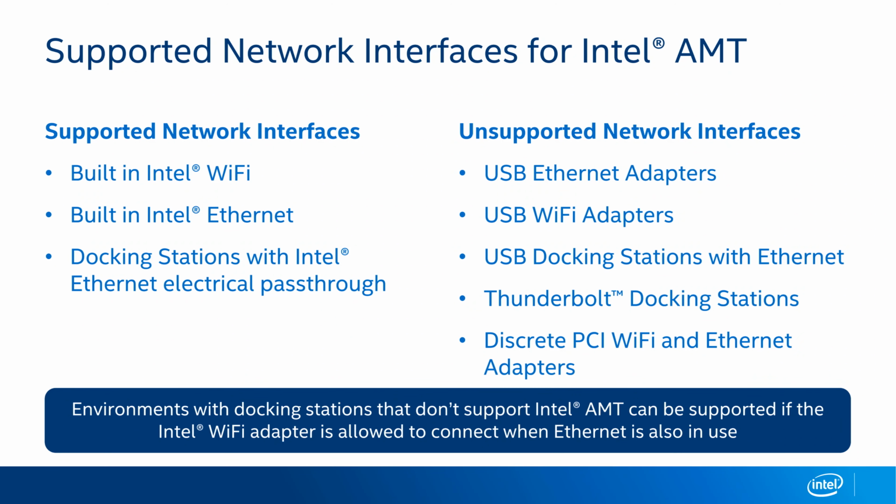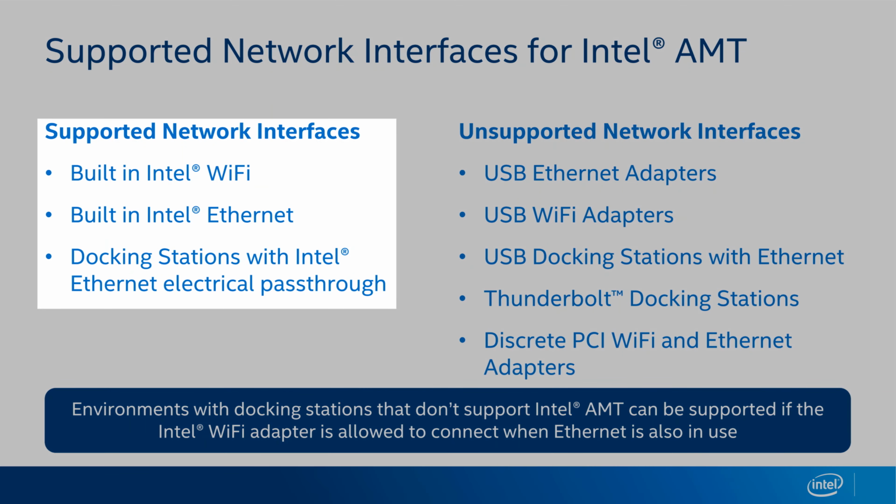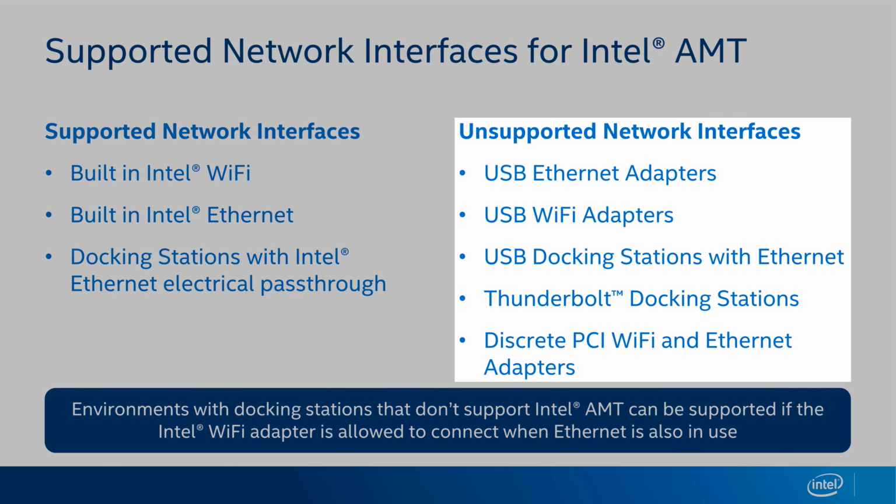Next, I'd like to talk about the supported network interfaces for working with Intel AMT. Intel AMT works with the built-in Wi-Fi or Ethernet devices that come on your Intel vPro systems. We do also support docking stations if they have an electrical pass-through for the Intel Ethernet that's on the laptop. However, we do not support USB Ethernet adapters, USB Wi-Fi adapters, USB docking stations with their own built-in Ethernet, Thunderbolt docks, or discrete devices at this time.